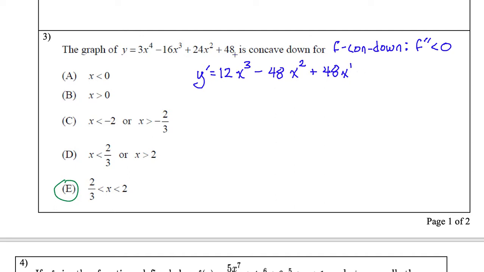And this is going to be 48, that's a constant, it goes away. There is my first derivative. Let's take the second derivative as well, do that in a second color. I don't have to play with the first derivative. I don't need it at all. I'm only dealing with f double prime because that is the definition of f concave down.